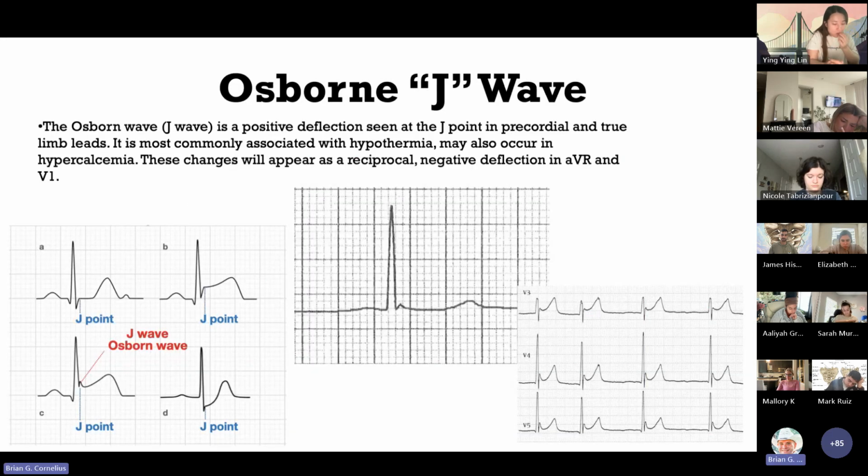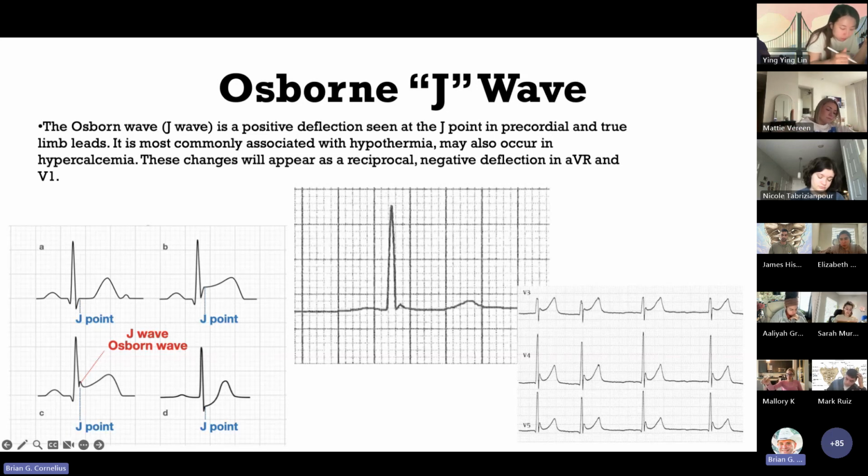The Osborne J wave is commonly seen with hypothermia. So if you see a question about hypothermia, a lot of times you can just home in on the fact that they're probably talking about a J wave. You may also see it with hypercalcemia, but it's generally going to be more common with hypothermia.